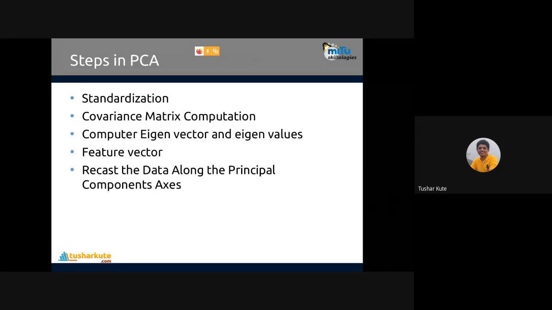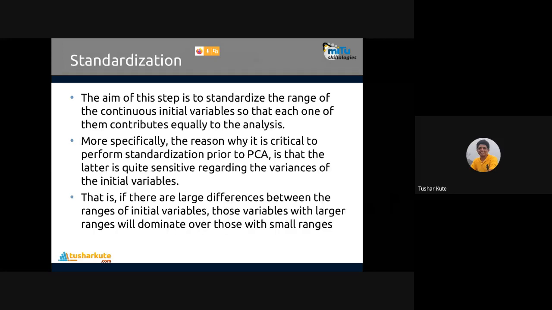So the first step is standardization, which I talked about. Normalize the data. Then second is covariance matrix computation. What is covariance, we will also see. Then next is computing the eigenvectors and eigenvalues. Then the fourth one, create the feature vector. And the last, recast the data along the principal component axes. So these are the common steps that PCA will do. Let's go step by step.